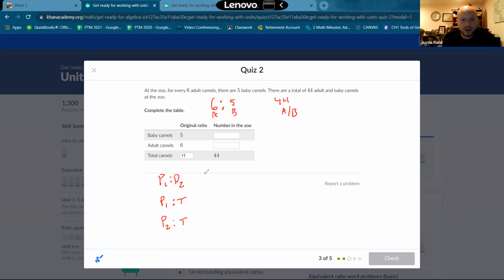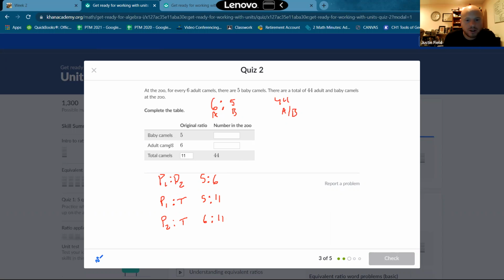So part 1 to part 2, we know that's 5 to 6. And part 1 to total would be 5 to 11. Part 2 to total would be 6 to 11. You following me? Just putting these three numbers in their combinations.